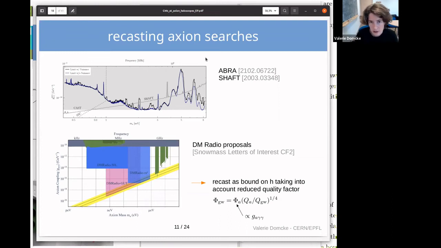as bounds on the gravitational wave strain, again as a function of frequency, by equating the two fluxes, right? The flux for the gravitational waves and the flux for the axions. Now, there's one additional complication here, and that is the quality factor.